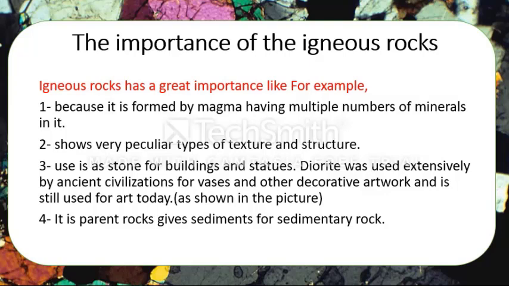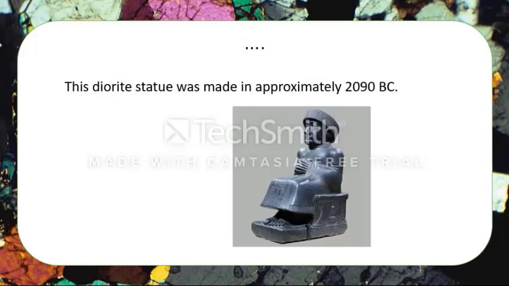Used as stone for building and statues. Diorite was used extensively by ancient civilizations for vases and other decorative artwork and is still used for art today, as shown in the picture in the next slides. It is a parent rock that gives sediment for sedimentary rock.